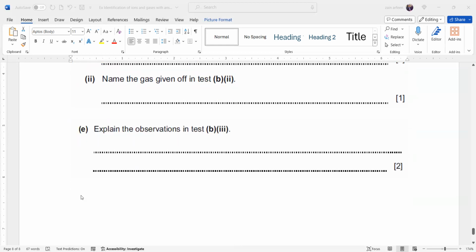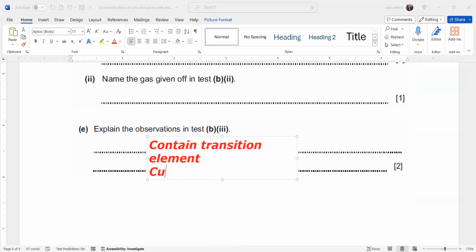So explain the observation in B3. First thing, it contains a transition element or transition metal, which is copper. And whenever you write a transition metal, always write the valency of that. Copper can be +2, +1, but here you have only +2.